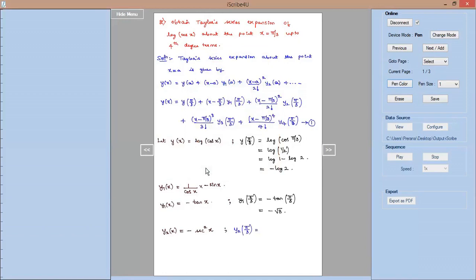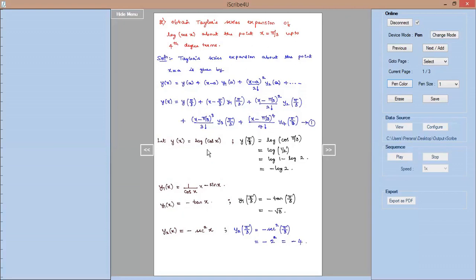So this will give us minus secant square pi by 3, and that is equal to minus 2 square. Recalling the value, secant pi by 3 is 2. Cos pi by 3 is 1 by 2. So the reciprocal of it gives us secant pi by 3, which is equal to 2. So we have minus 2 square, which is nothing but minus 4 for us. So this is y2 of x for us.